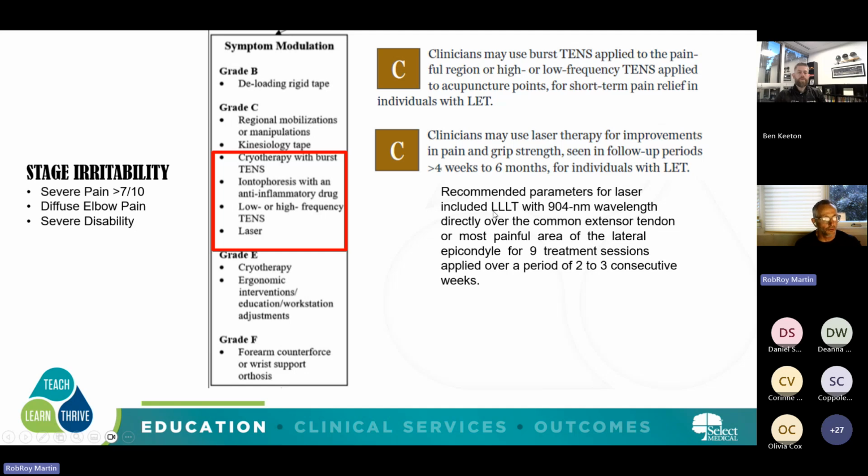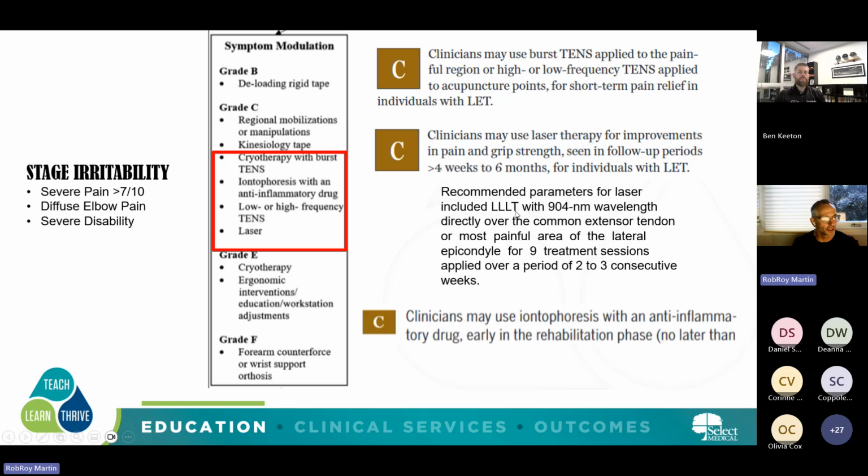I do think it's important to note, if we're talking about lasers, some of the parameters that are recommended. So again, we're talking about low level laser therapy. We're talking about the red wavelength, so 904 nanometers, applied to the common extensor tendon, the most painful area. The research has supported 9 treatment sessions applied over a period of 2 to 3 consecutive weeks. So, with any modalities, obviously this is not applied for a long period of time, but I thought this is helpful to direct treatment. If you're going to use laser, what would be some parameters that would be recommended?